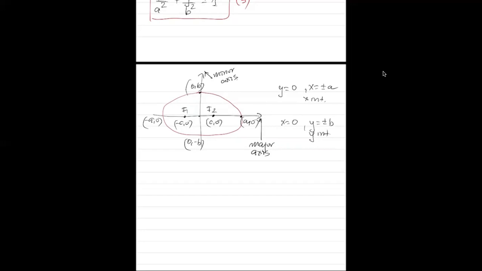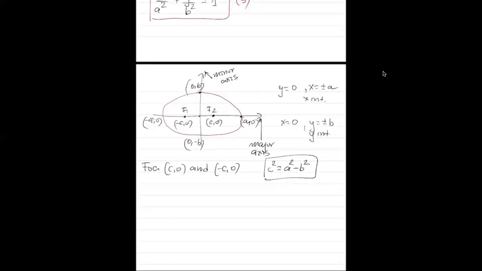Okay, so we have the foci, (c, 0) and (-c, 0). We have the vertices labeled. We have c squared equals a squared minus b squared. Very important equation, a is greater than b.